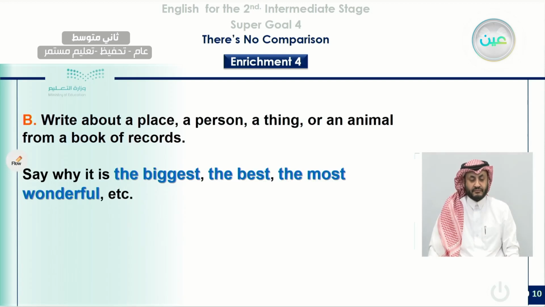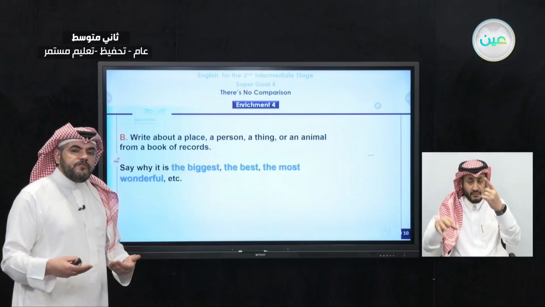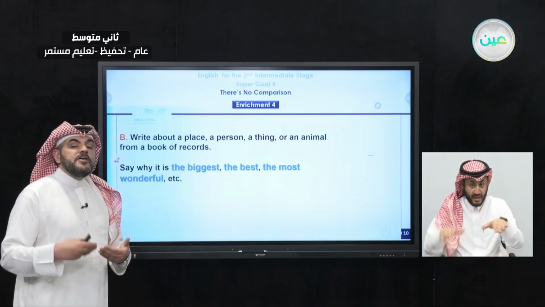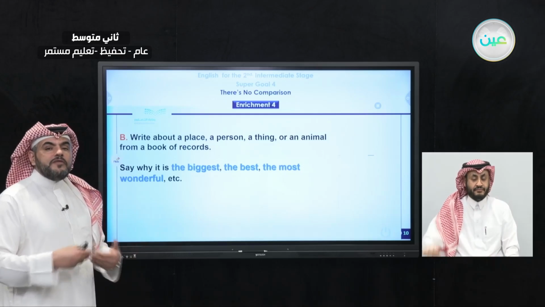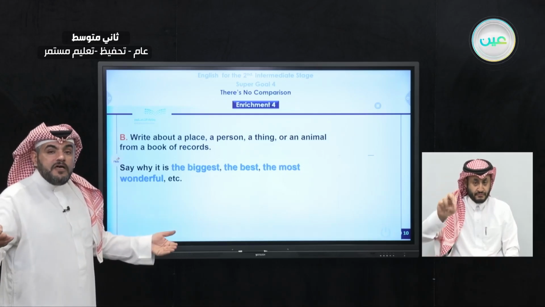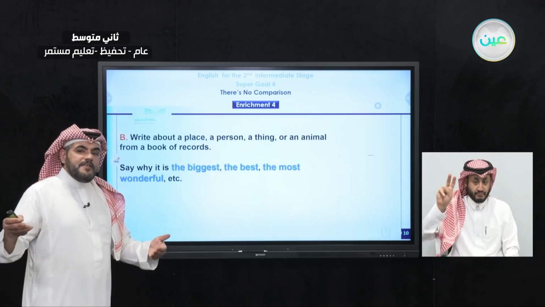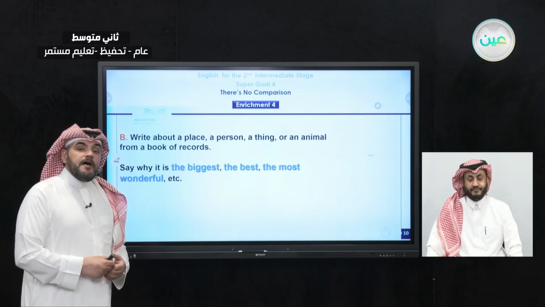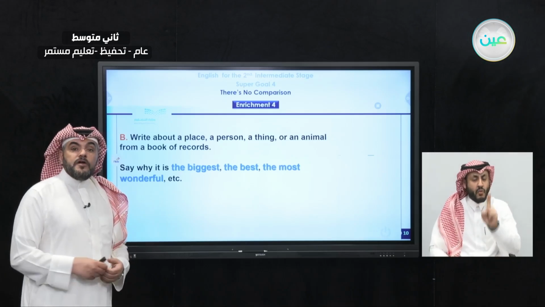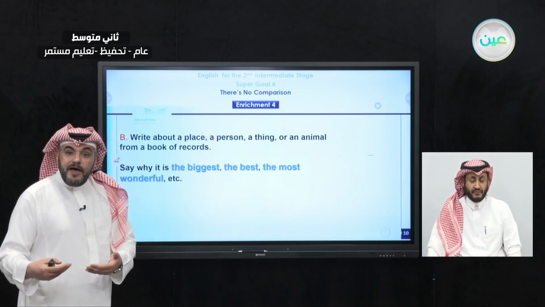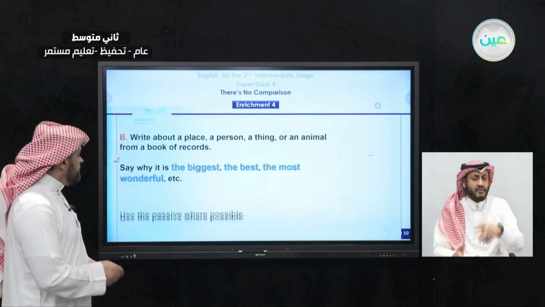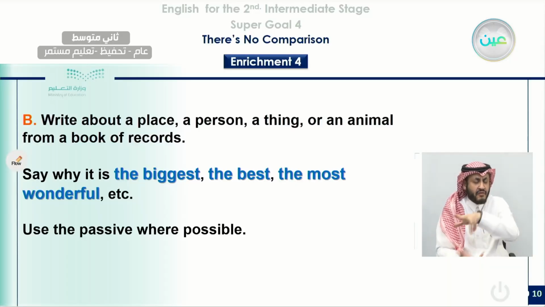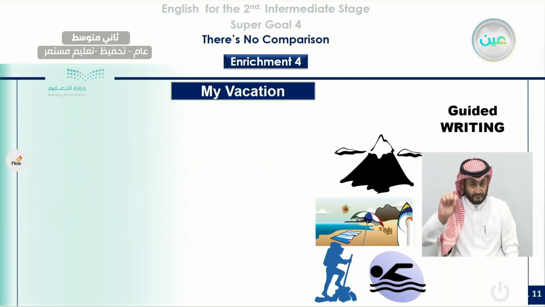Okay, so you write and you will tell the biggest thing, or the best thing, the most wonderful thing. So here we are using comparative forms. No, we are using the superlative form. The best, that means the best person in, for example, athlete, or the best jumper, or the fastest man in the world, and so on. Okay, you need to use also the best form as possible.